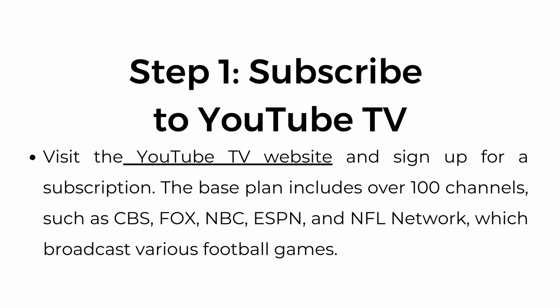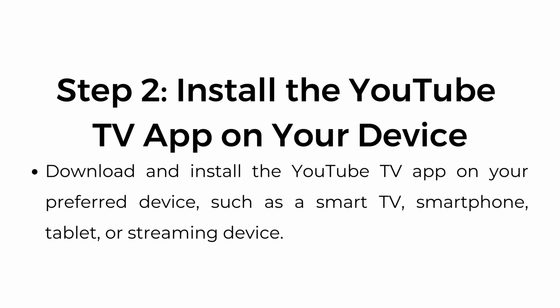The base plan includes over 100 channels such as CBS, Fox, NBC, ESPN, and NFL Network, which broadcast various football games. Step number 2, install the YouTube TV app on your device. Download and install the YouTube TV app on your preferred device such as smart TV, smartphone, tablet, or streaming device.